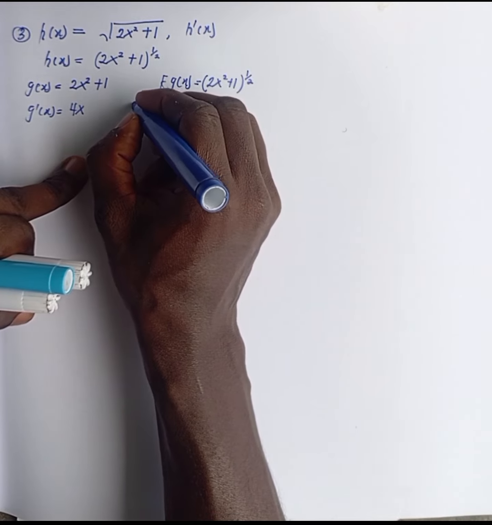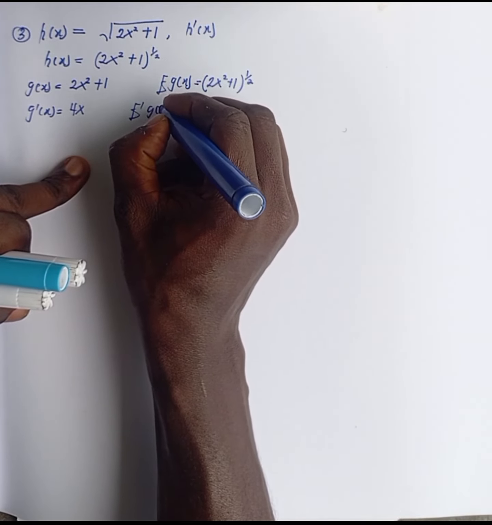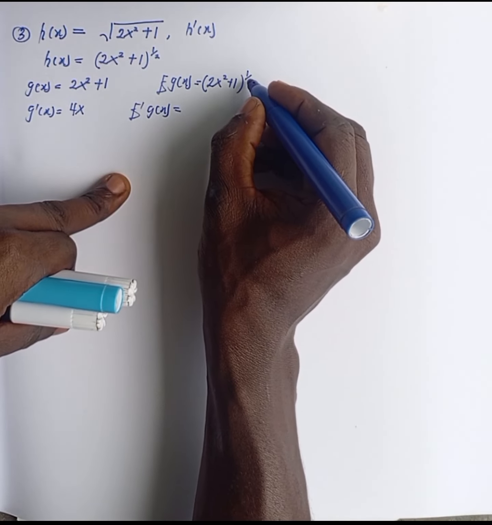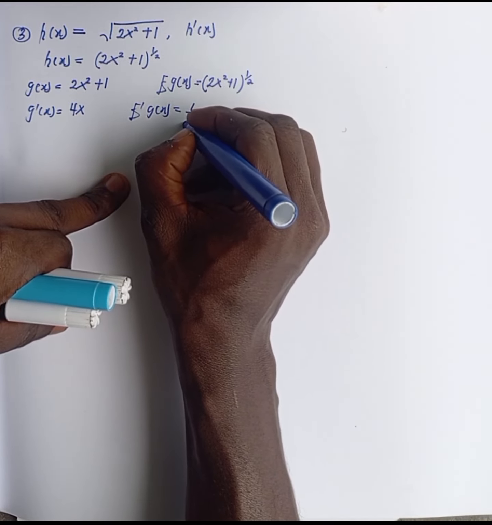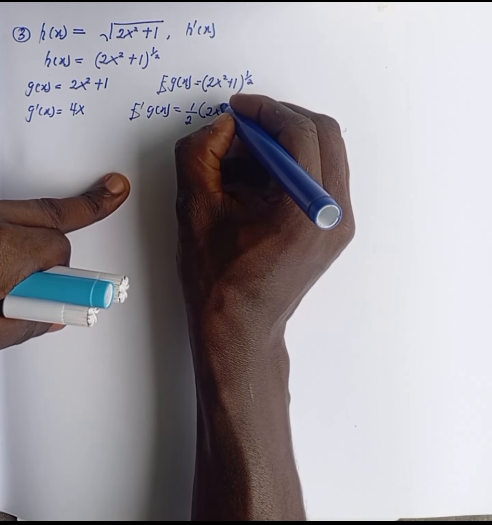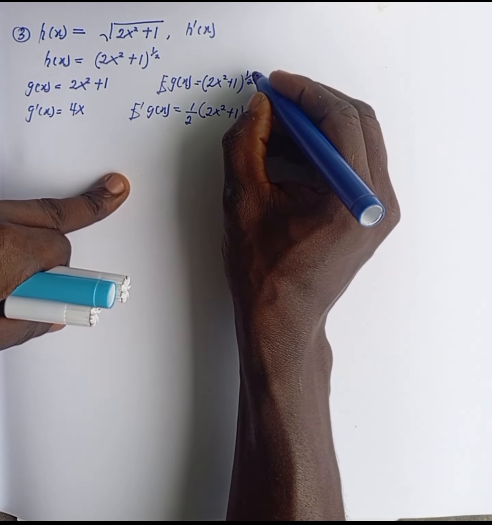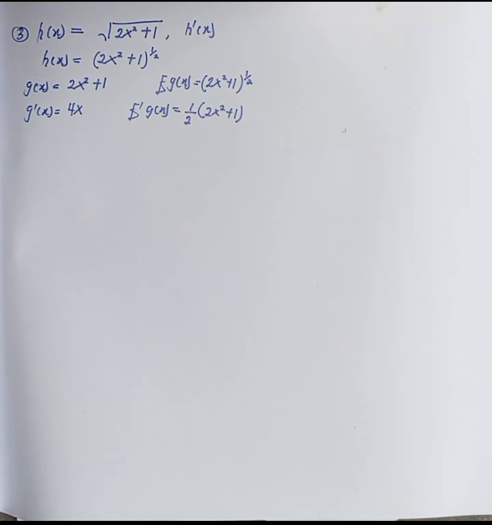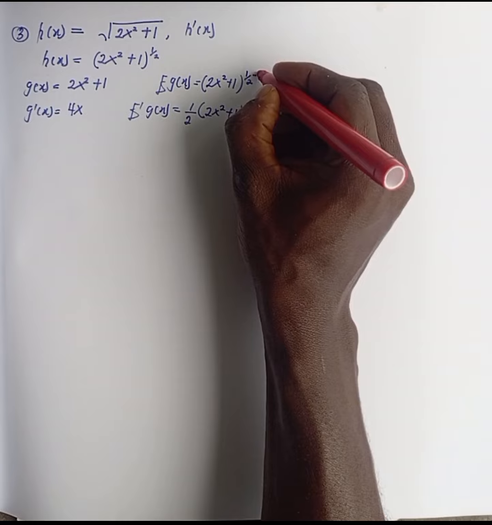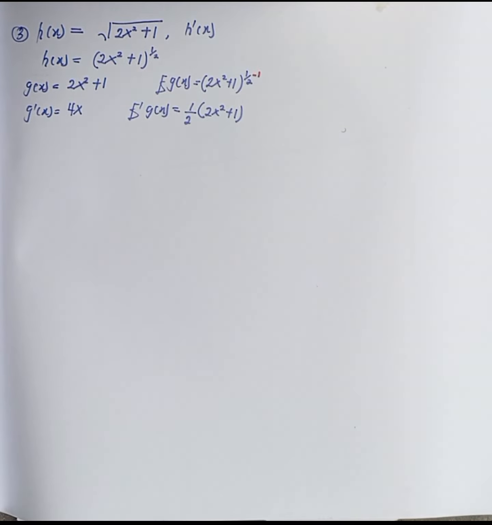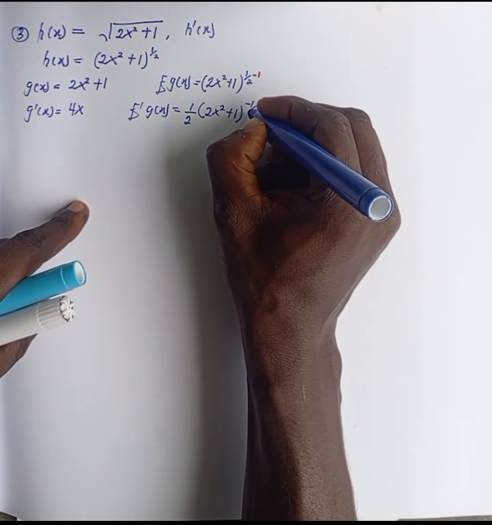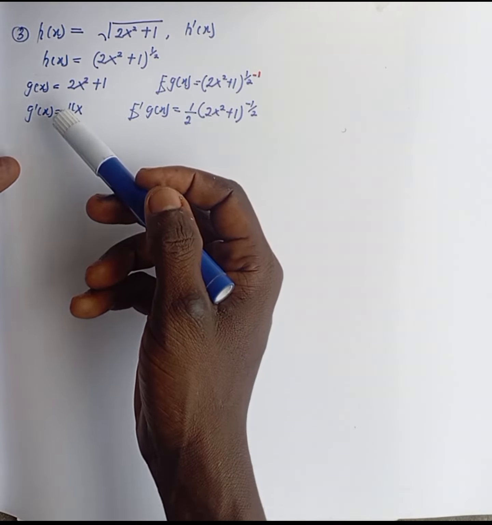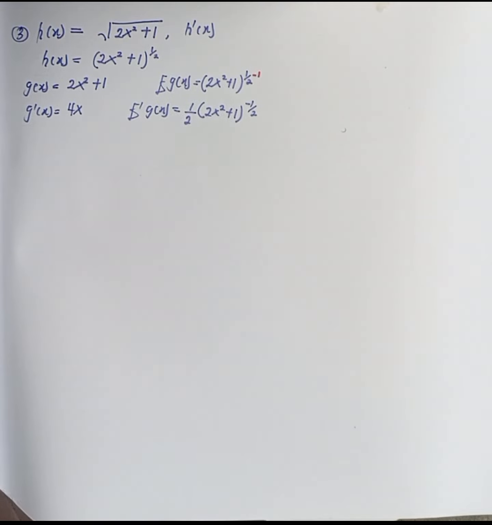Now we find the derivative f prime of g of x. Now when we differentiate using the power rule, this half will come in front. So we write what is inside, 2x squared plus 1, and then we subtract 1 from the exponent. So we are going to get half minus 1, we are going to get what? Minus half. I believe you can see it. So minus half. Then after that, we just substitute these functions and their derivative into the formula.